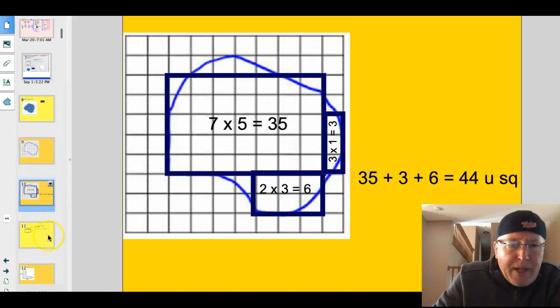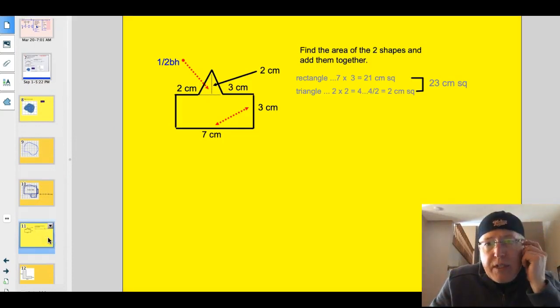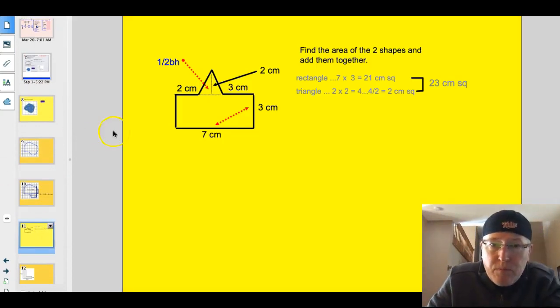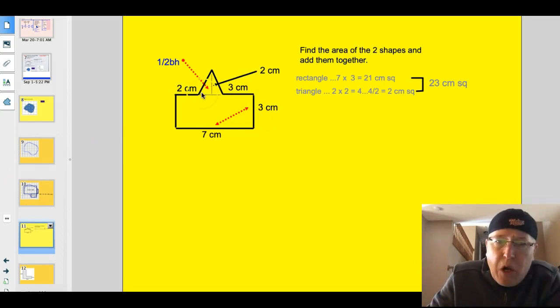All right, next, looking more at these composite shapes. This guy here, we have to think about how we're going to find this. Well, when I look at this, I see a rectangle and I see a triangle, and that's what we're going to do.